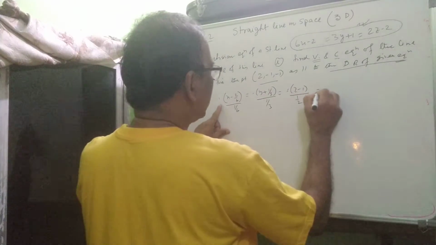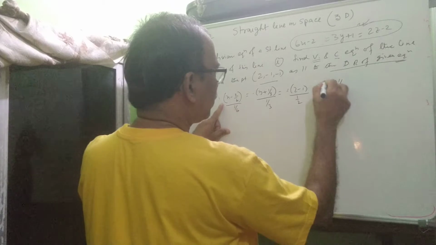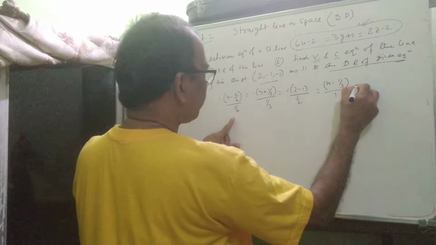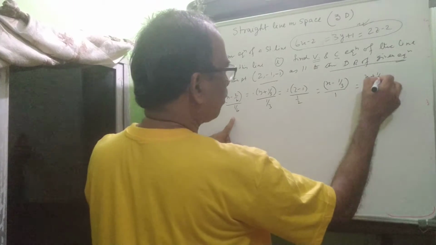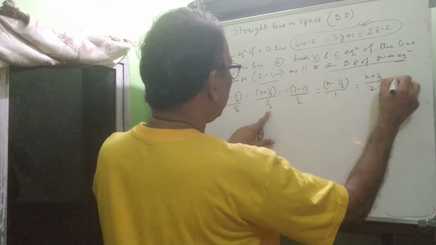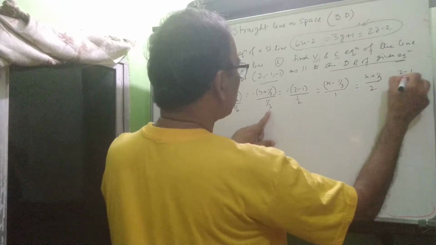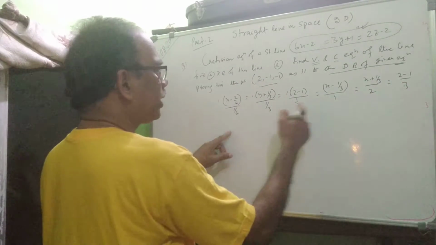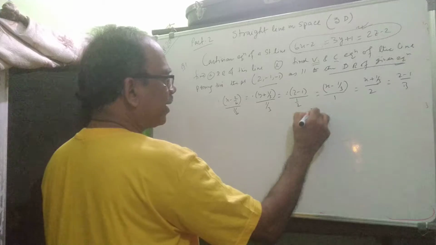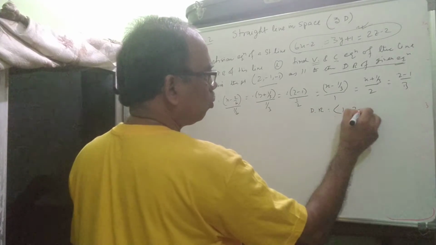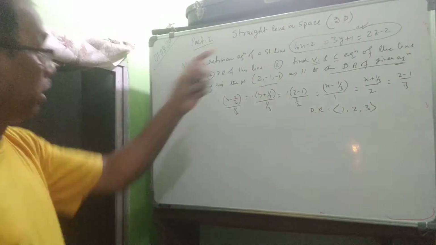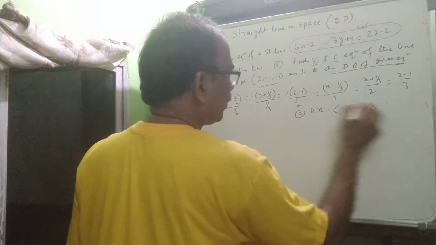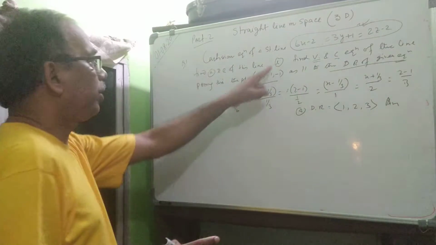Here, the direction ratios are 1 by 6, 1 by 3, 1 by 2. Multiply each ratio by 6, and we will get whole number ratios. Here the direction ratio is 1, 2, 3. We got the answer for question number 1, A: the direction ratio. That is the answer. Now we have to find question B.